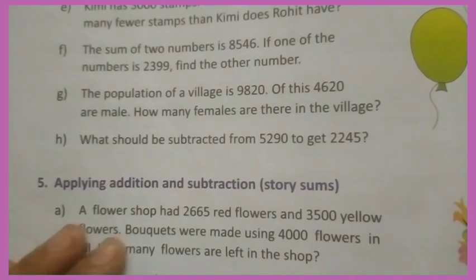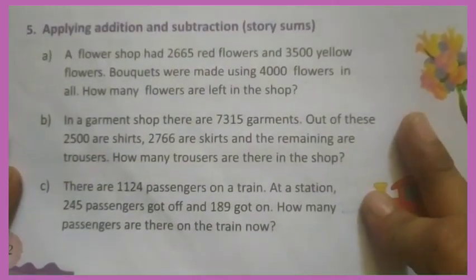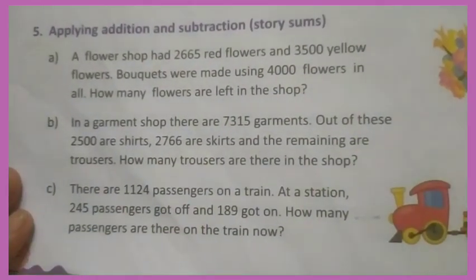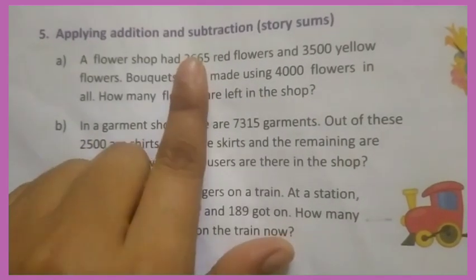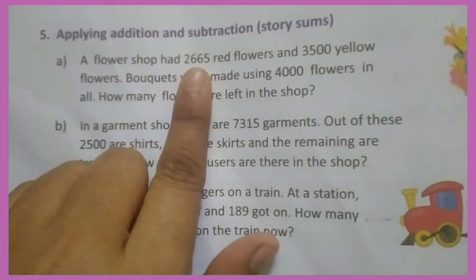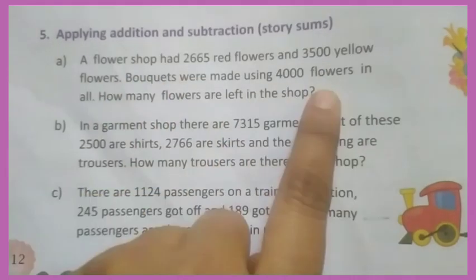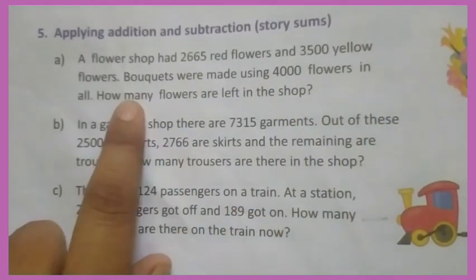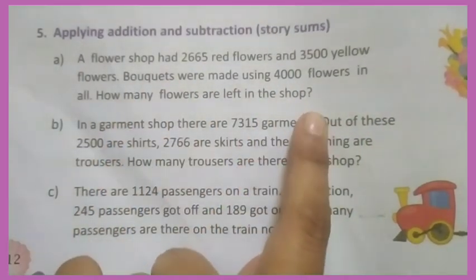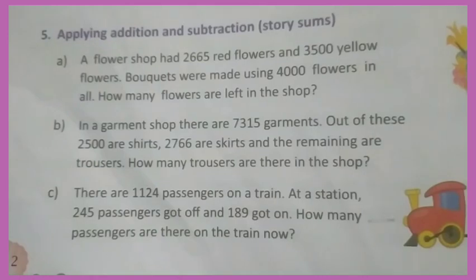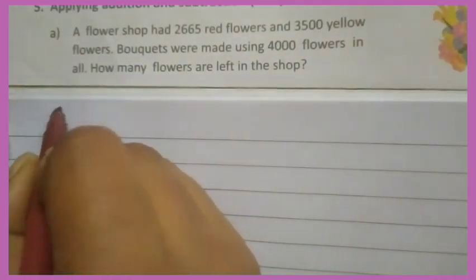Now look at fifth bit. Applying addition and subtraction story sums. A flower shop had 2665 red flowers and 3500 yellow flowers. Buckets were made using 4000 flowers in all. How many flowers are left in the shop? Look, first A answer, fifth bit A answer.